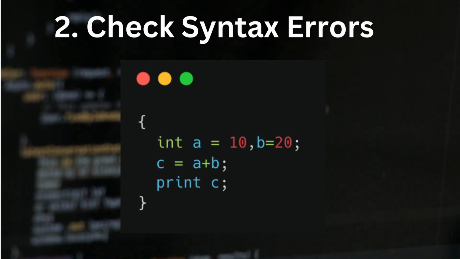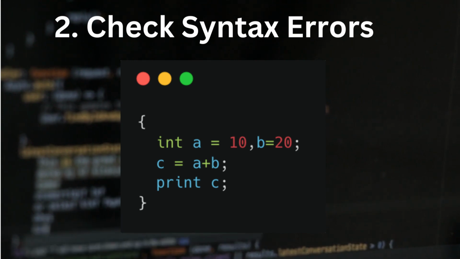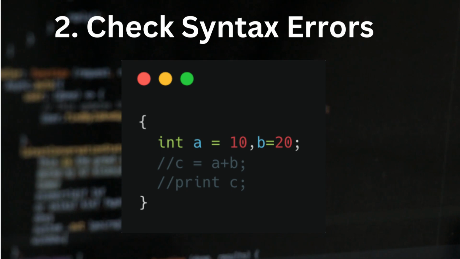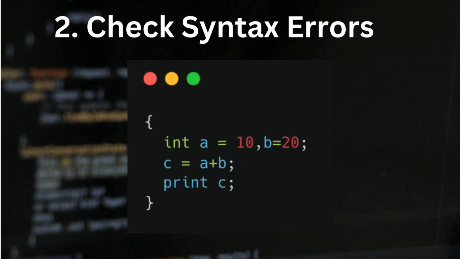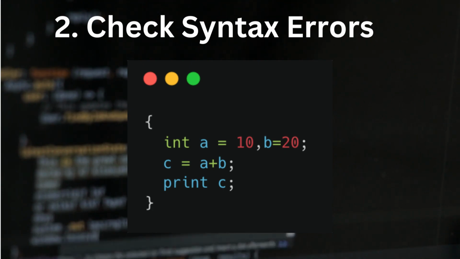Narrow down the problem. If you're dealing with a logical error, it can be helpful to isolate the part of your code that's causing the issue. Comment out sections of your code until the error goes away, then gradually add back in the code to identify where the problem lies.